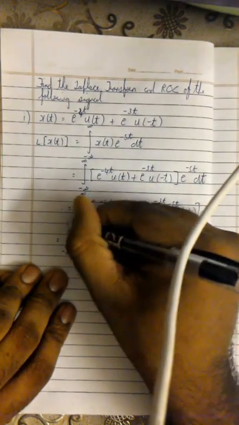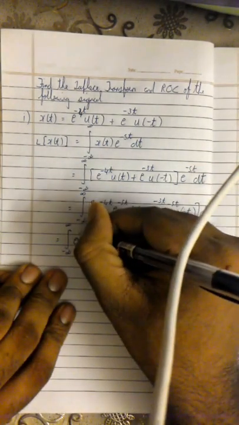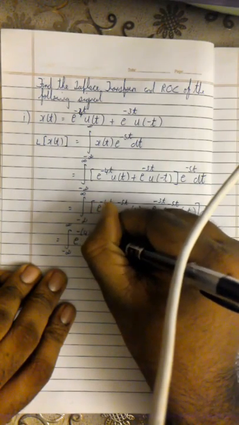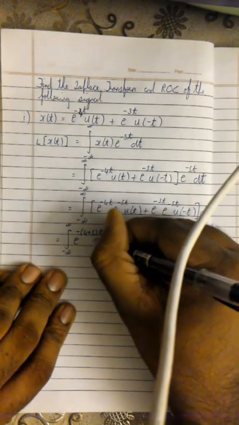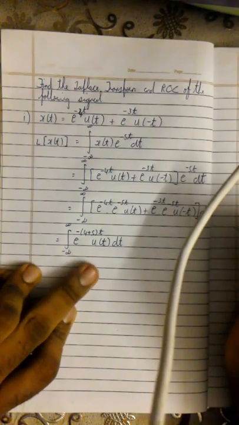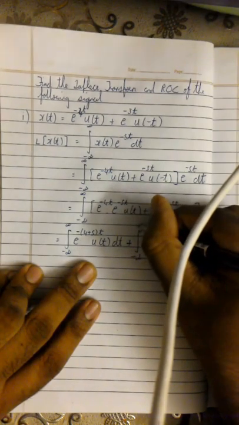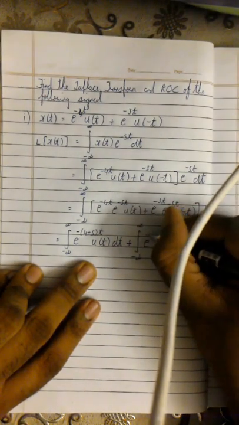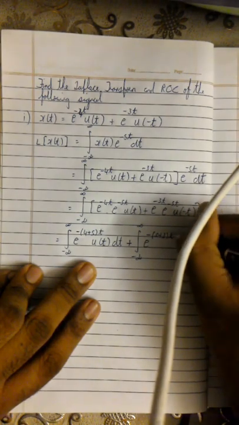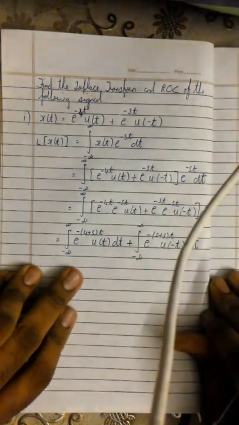Now I am going to simplify inside the brackets. So this will become integral minus infinity to plus infinity e raised to, let me join these two exponential functions, minus of 4 plus s t into u of t dt, plus integral minus infinity to plus infinity e raised to minus of s plus 3 t u of minus t dt. Okay, so we know what is u of t.